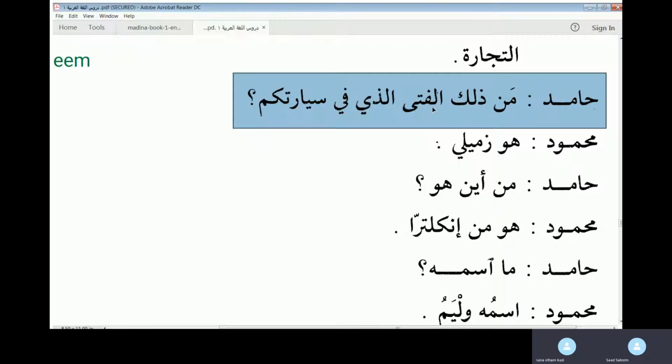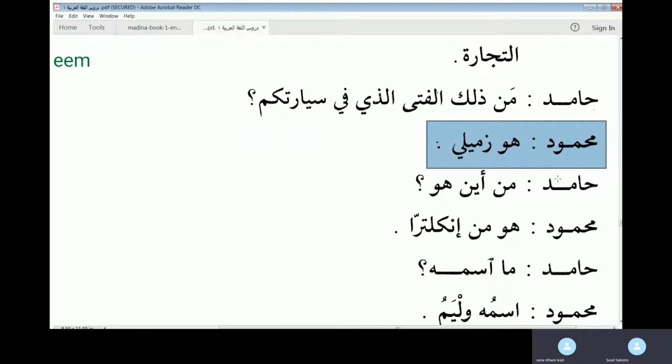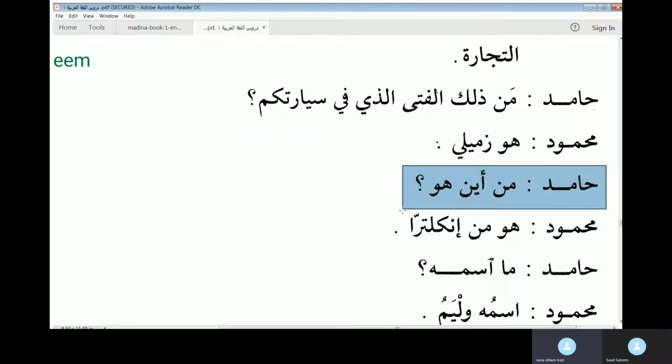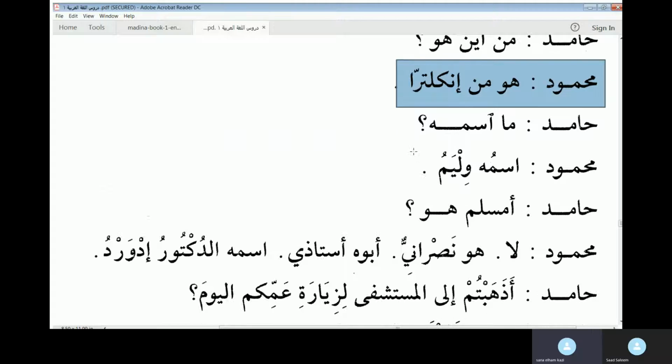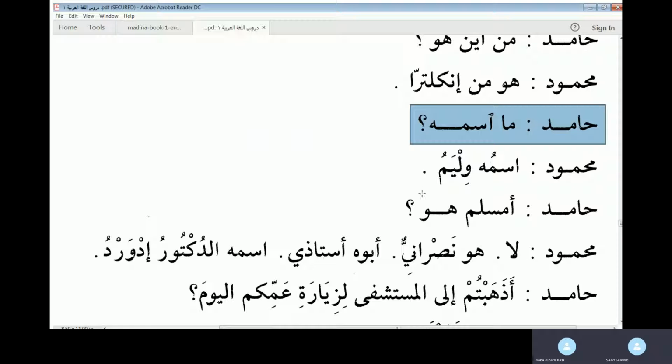Man dhalika? Who is that? Al-Fata, the young man. Allazi fi sayaratikum, who is in your car? He is my colleague. Min aina huwa? Where is he from? Min Injiltira. He's from England. Ma ismuhu? What's his name? Ismuhu William. His name is William. Why are we using it this way? Because it is a non-Arabic name. Good.